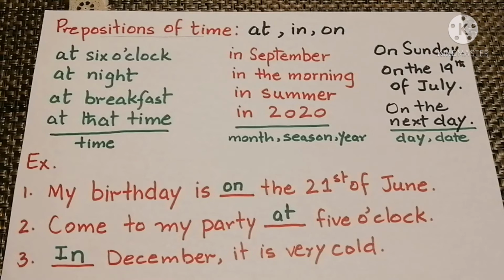Now let's do some examples. My birthday is on the 21st of June. Come to my party at 5 o'clock. In December, it is very cold.